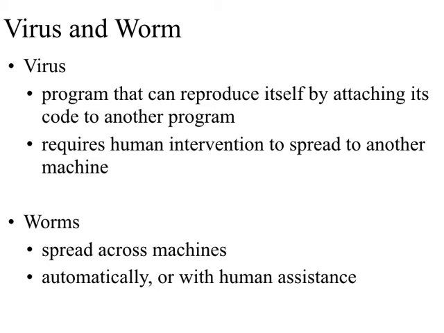Worms, on the other hand, although they are just like viruses in that they infect a computer, they spread automatically. They would scan the network for other computers that are vulnerable, and they would have code to inject themselves into remote computers and spread without human assistance.